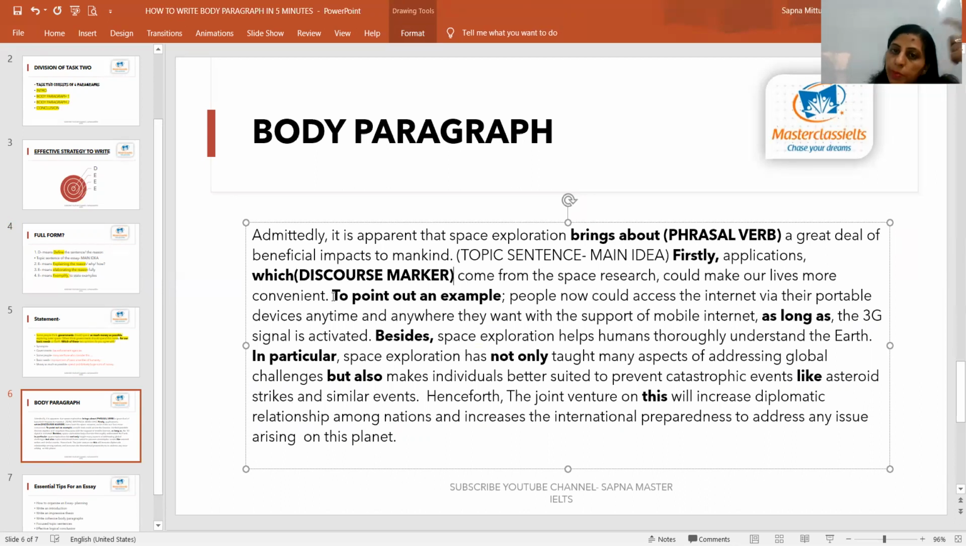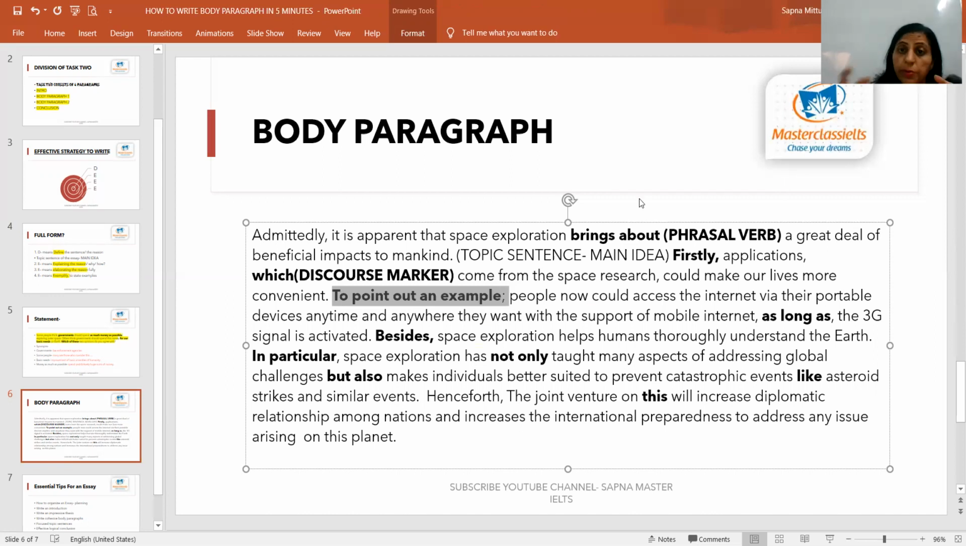Now I have explained it also. So now I'll give an example, to point out an example. I'm not writing "to cite an example" or "to give an example", or "for instance". That is quite simple and a memorized phrase nowadays, so you will not get the bands according to that. Instead of that, I have given another phrase, that is, to point out an example. People now could access the internet via their portable devices, and so on. Now this is the example.